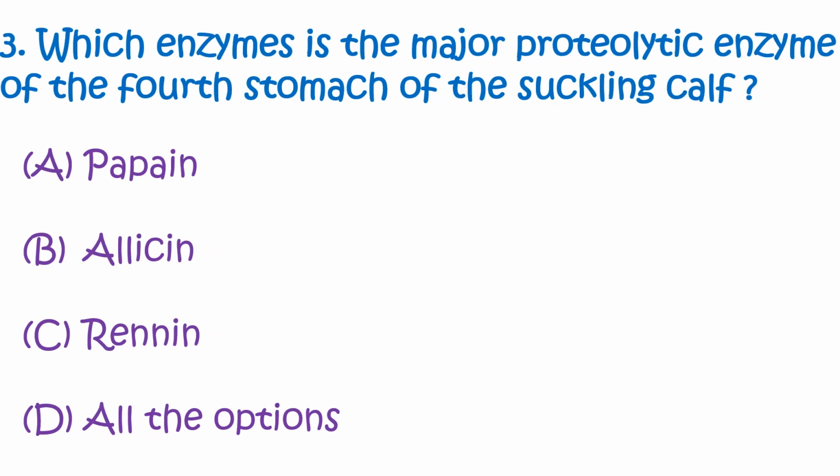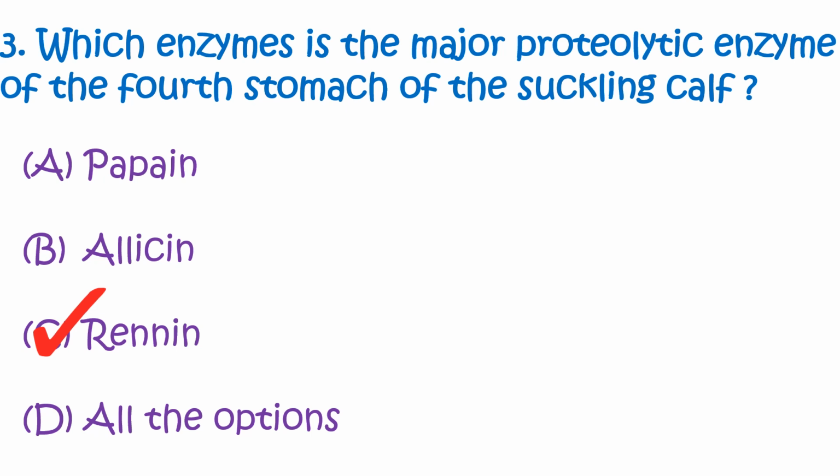Question number 3. Which enzyme is the major proteolytic enzyme of the fourth stomach of the suckling calf? Options are option A papain, option B allicin, option C renin, option D all of the options. And the correct answer is option C renin. So renin is an enzyme which is present in the fourth stomach of milk-fed ruminant animals such as the goat, lamb or the calves. So the fourth stomach is also called as abomasum, and this specific enzyme, the renin enzyme, is present only in the milk-fed animals. So it is normally obtained from the calf.